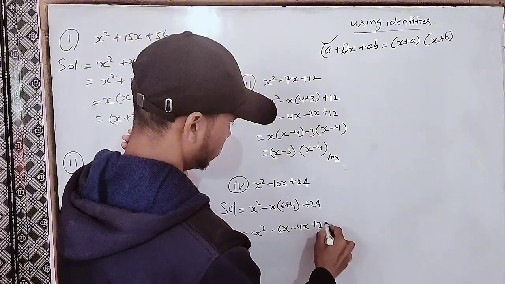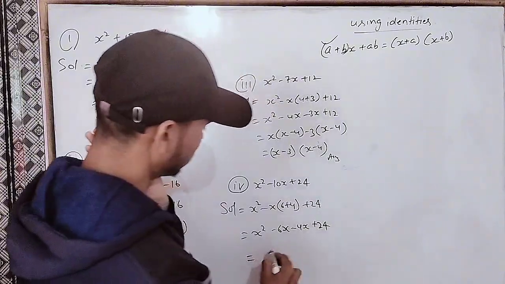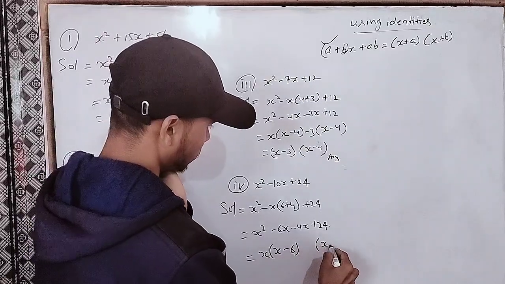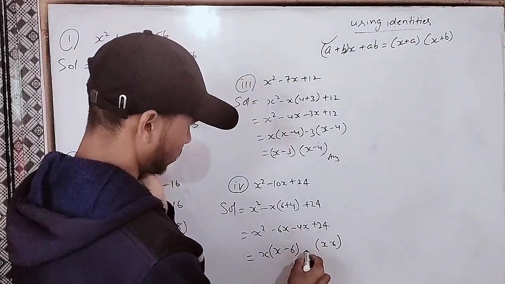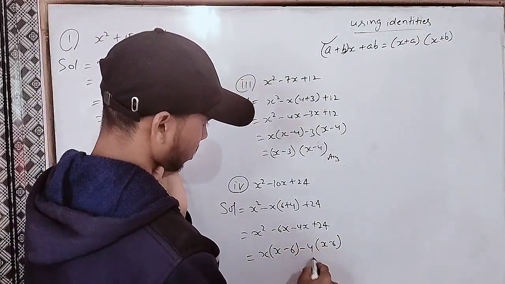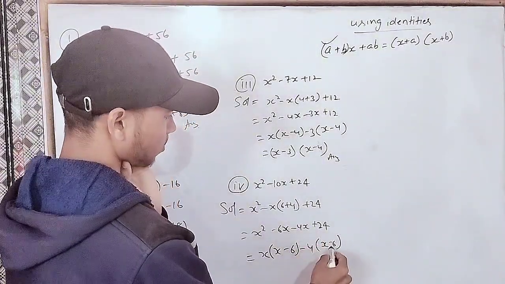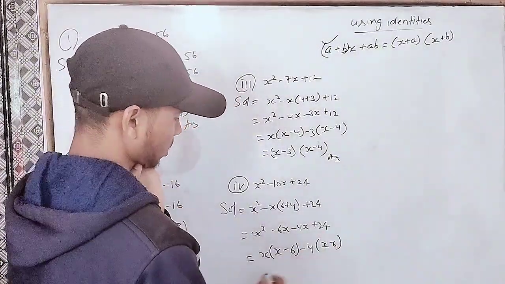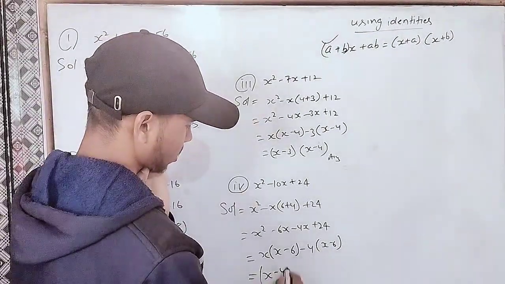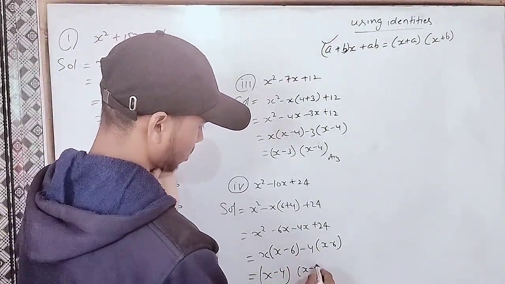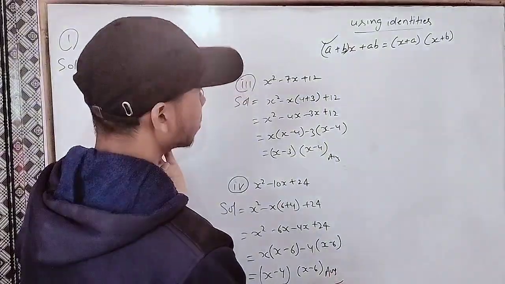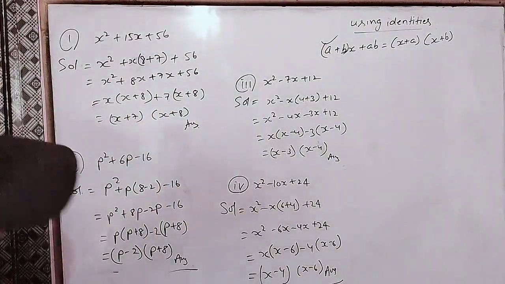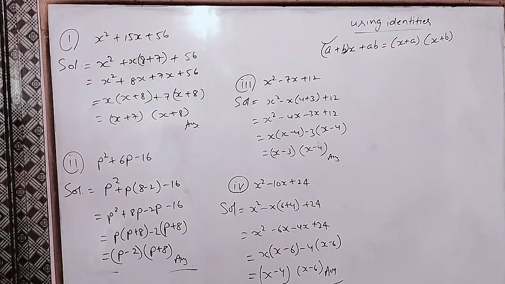Now we have 24. Now we have common, which is x. x, there is no 6. x minus 6. We have what? Minus 4. 4x, then minus minus plus. So 4 times 6 is 24. x minus 4, but x minus 6 is common. Clear? We are clear. Just have a look for few seconds.